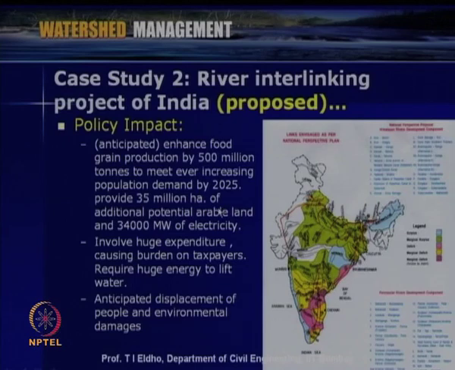Such a policy has a lot of impacts. The positive impacts may enhance food grain production and water availability, but of course there will be a lot of problems, like environmental issues, displacement of people, and sustainability issues. These positive and negative impacts have been studied by the National Water Development Agency for the last few years. Recently, for one or two links, like the Ken-Betwa link, implementation is going on, but for the remaining links, studies are still going on.